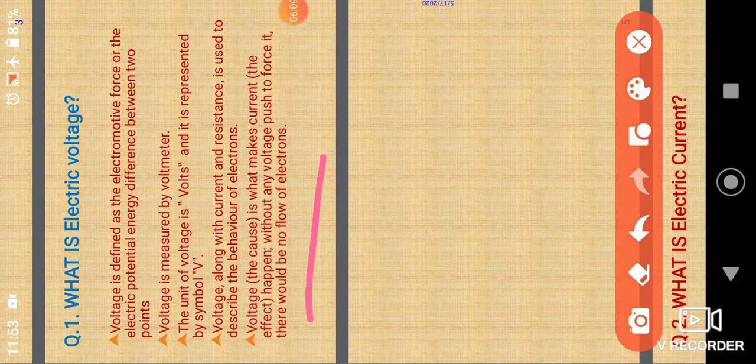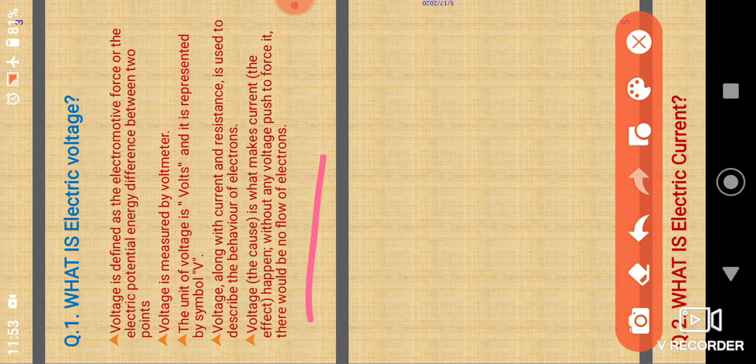Voltage, the cause, is what makes current, the effect, happen. Without any voltage pushed to force it, there would be no flow of electrons. Now the term came over here, electrons. Now try to understand again with the same example.